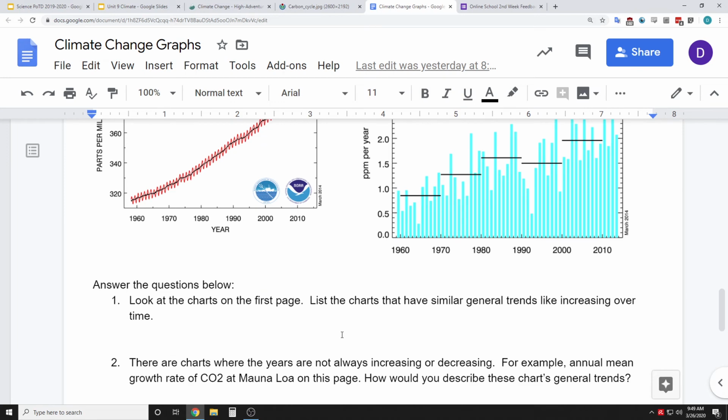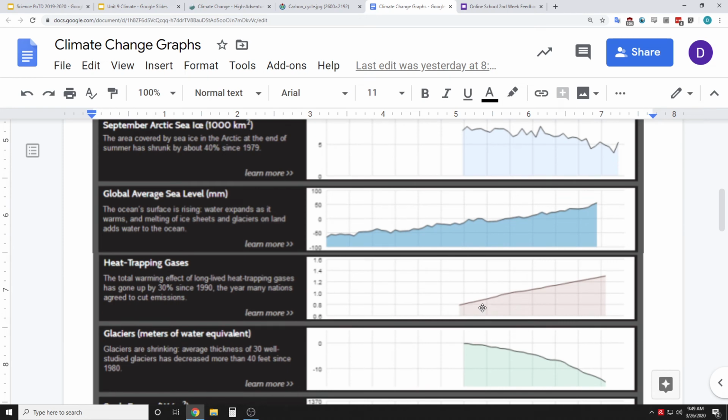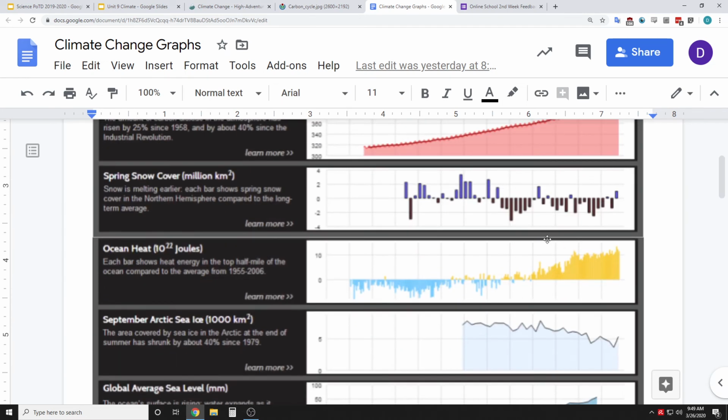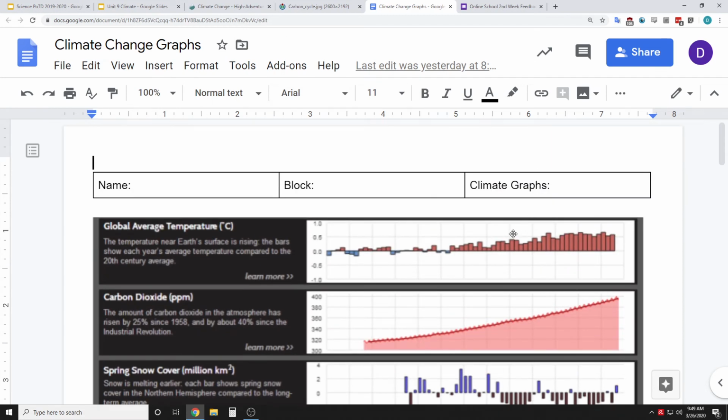Look at the charts on the first page. List the charts that have similar general trends, like increasing over time. And you'll notice that there's a bunch. Heat trapping gases are increasing. Global average sea level is increasing. Ocean heat's increasing. Carbon dioxide is increasing. Global average temperature is kind of increasing.